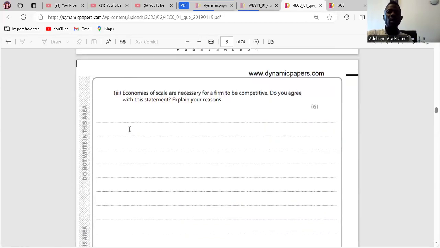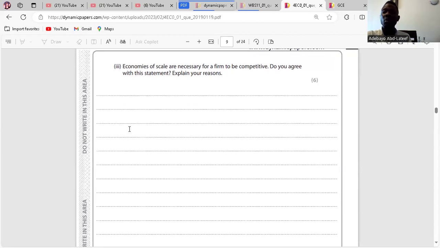Economies of scale are necessary for a firm to be competitive. Do you agree with this statement? The first thing you have to do is to define economies of scale. What is economies of scale? Economies of scale is a cost advantage as a result of expansion.